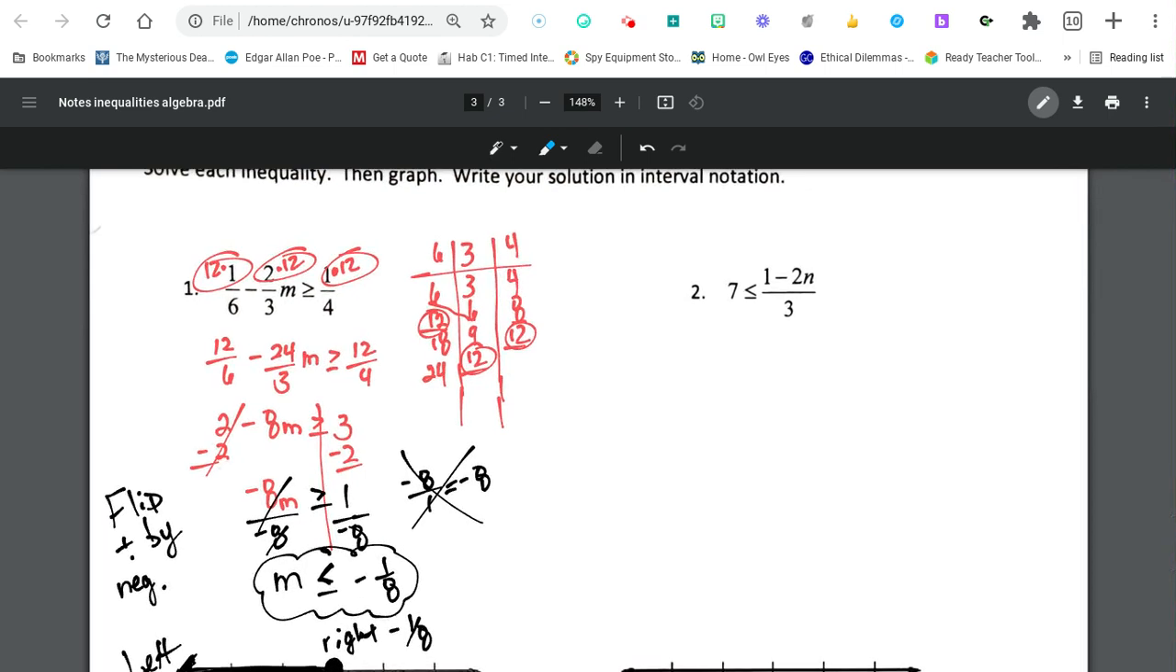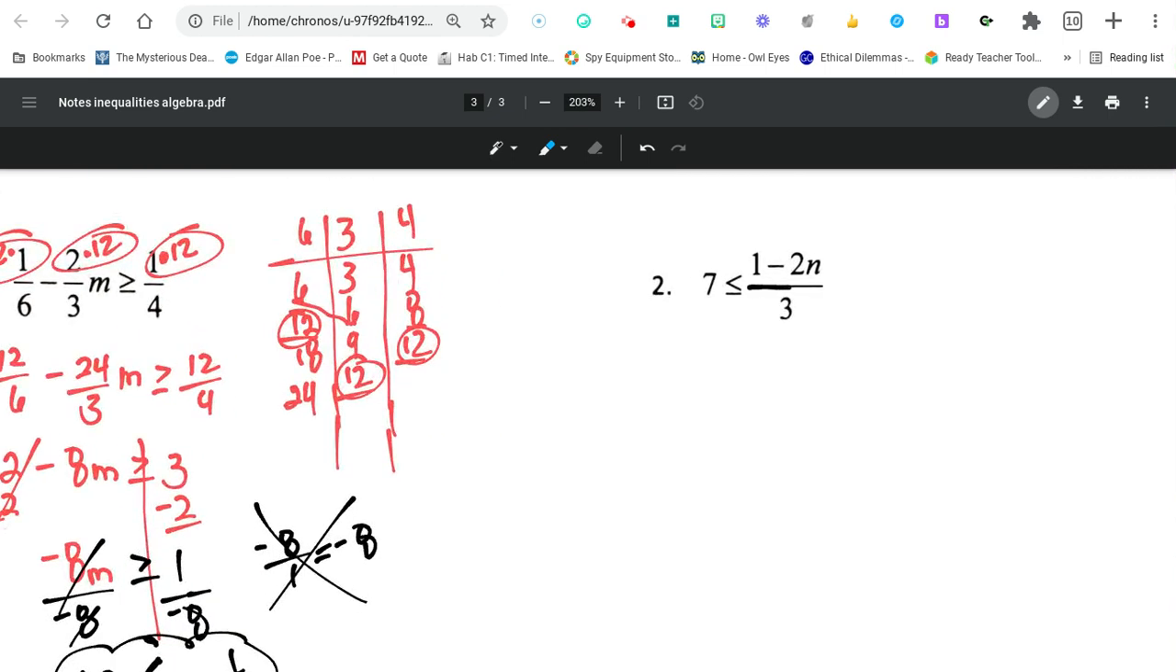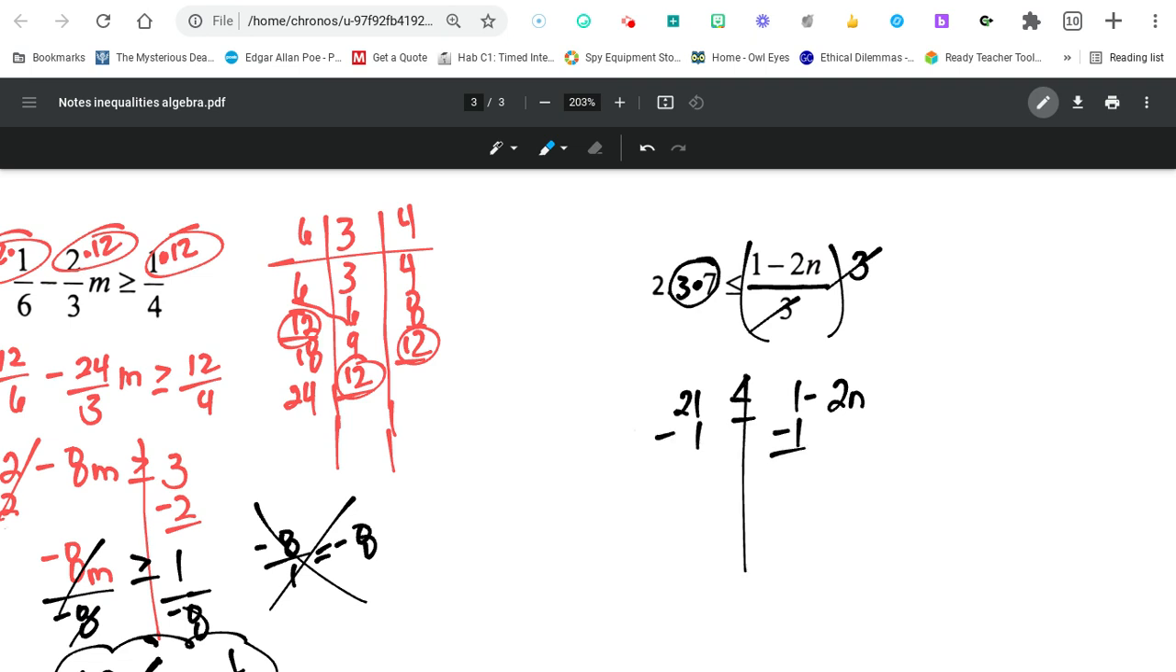All right, let's take a look at number 2. Since this division bar extends all the way across, I need to get rid of it first. I'm going to multiply the whole side by 3, and I'm going to multiply the 7 by 3. These 3's are going to cancel, and I'm left with just what's in the numerator, which is 1 minus 2n. And over here, 3 times 7 is 21. Now it's just a basic two-step. Now you can get rid of that 1. Change the sign. And they cancel. I'm left with negative 2n. I'm going to divide both sides by negative 2.